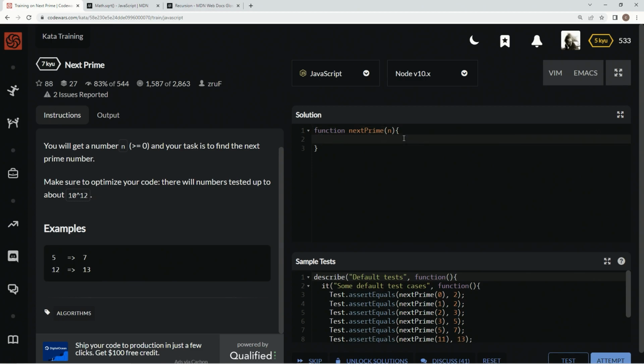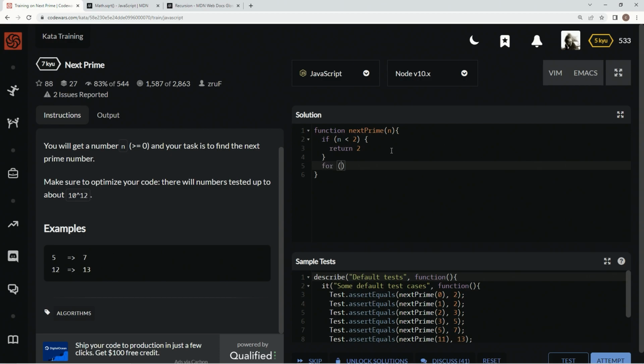So right now we're going to take care of the smallest case, which is anything less than 2, like 0 or 1, is going to equal 2 no matter what. So we're going to say if n is less than 2, return 2. All right? That takes care of that. And then we're going to do a for loop.